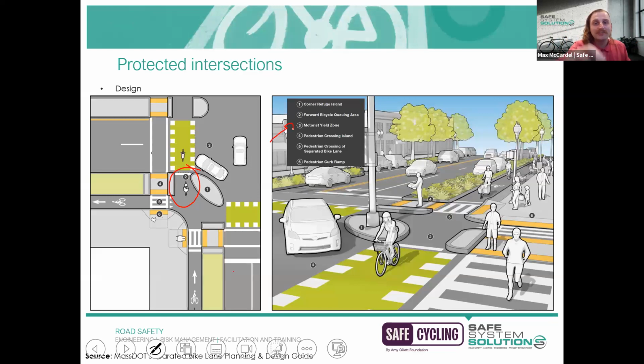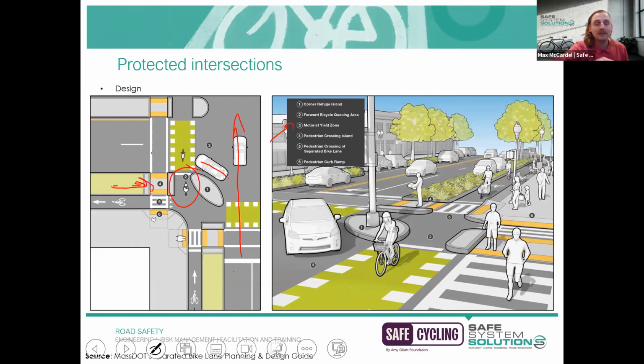Number three, a motorist yield zone, or space for motorists to be able to turn left and adequately be able to sight oncoming cyclists. Ideally, if this was a left and through lane, you'd have enough space there as well to ensure that through traffic would continue if you had just one prop vehicle, but it's obviously dependent on the space available. Number four is a pedestrian crossing zone.